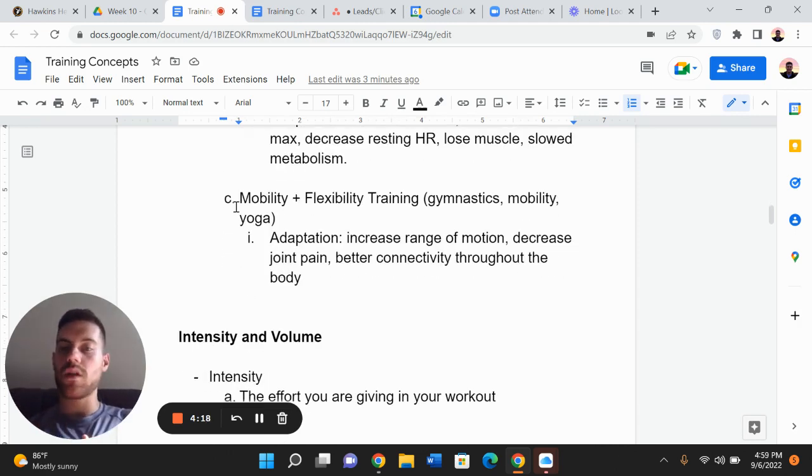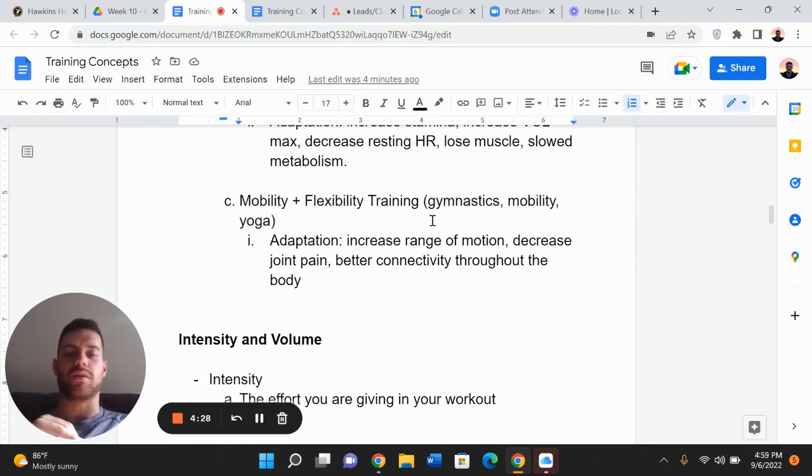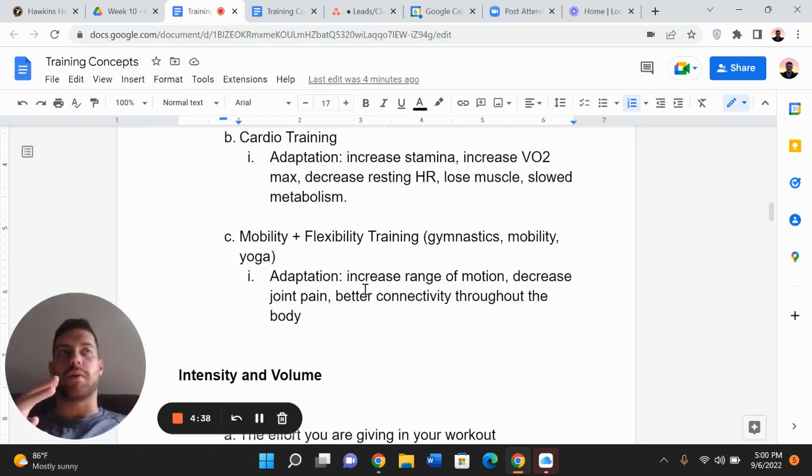So the last one here is mobility and flexibility training, which obviously is working towards that flexibility component of fitness. These are gymnastics, which has a very big resistance training component to it as well, mobility workouts, yoga, that sort of thing. The adaptation that happens is you have increased range of motion, decreased joint pain, better connectivity throughout the body, meaning your body won't have these lapses in communication with each other. It'll be able to have better signals, meaning your hip won't start making up for stuff that your knee should be doing and vice versa. And your body just operates better overall. Okay.